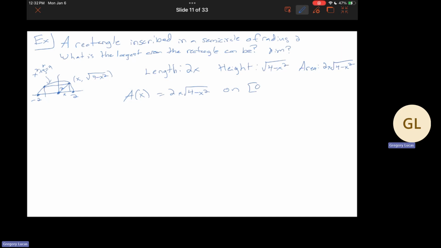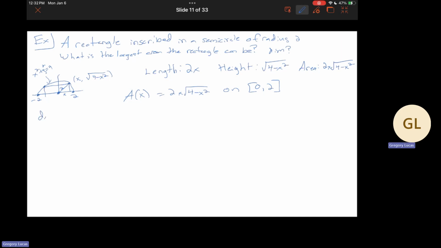And we're looking at this on [0, 2], just for domain reasons. If I plug in any number outside of 0 and 2 into 4 minus x squared under the square root, I'm going to have a negative under the square root, so it would be undefined. So it's worth noting that we're on this closed interval of 0 to 2.